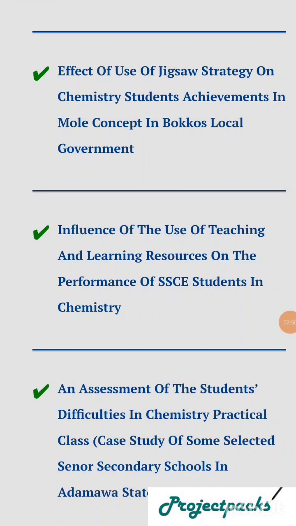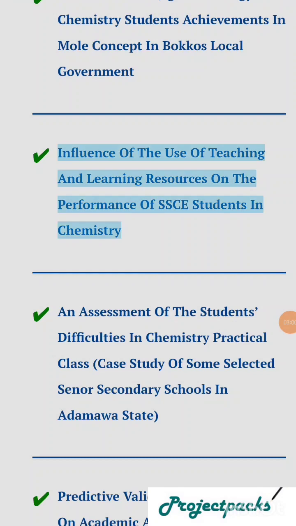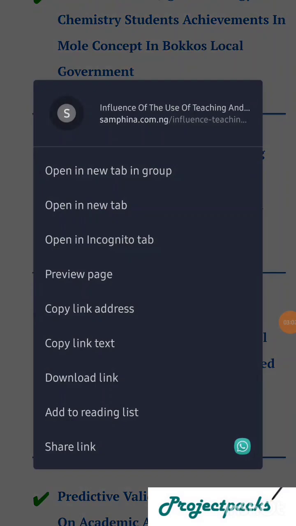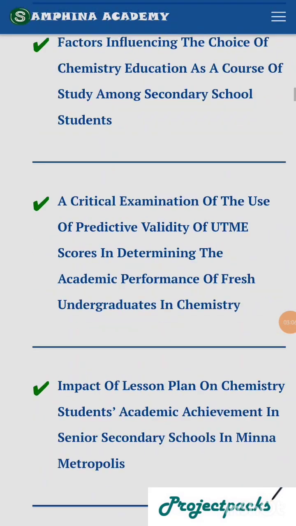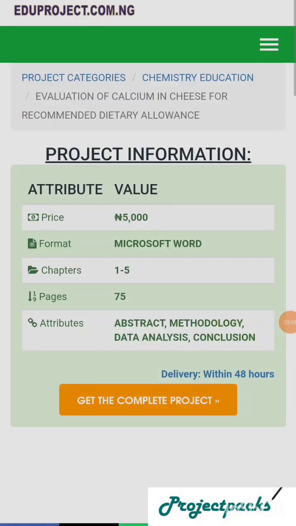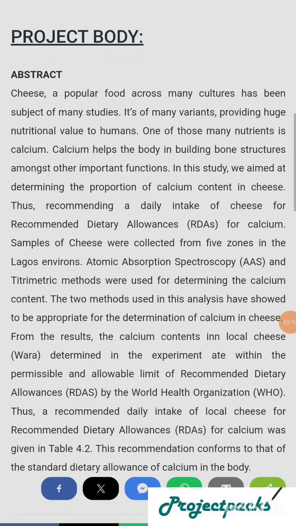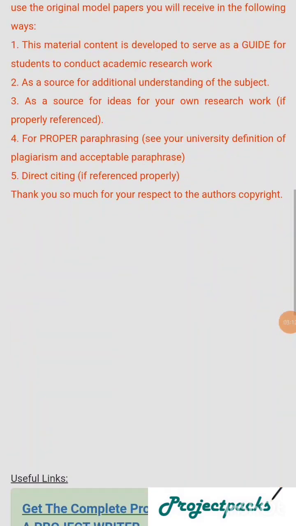Influence of use of teaching and learning resources on the performance of SSCE students in chemistry. If you want to conduct it, you right click on this like this, then open a new tab, then go and read the details. I've already opened two, so let me pick this one. This is the first one that I opened. They ask me to pay, I will not pay. I just want to read through it.